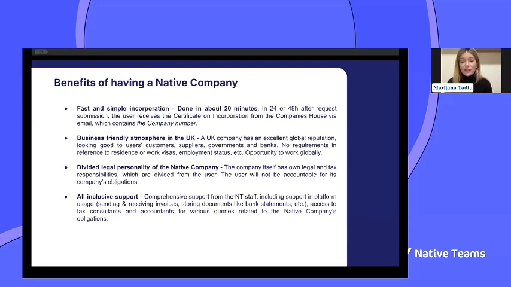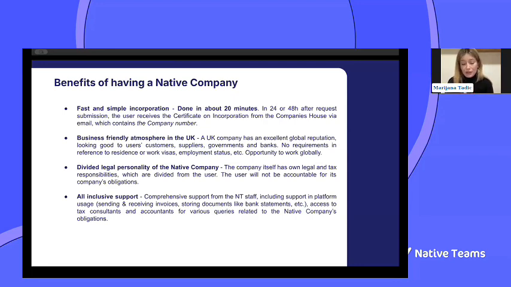The last two slides I prepared are, well, I can say a sum up of everything we said previously. From my perspective, I would like to point out the most important benefits of having a Native company as a plan. First of all, really fast and simple incorporation. It is done online, with the assistance of Native team staff, our colleague Christina, and it's done in a really short period of time. It can be done in a maximum of 20 to 30 minutes.